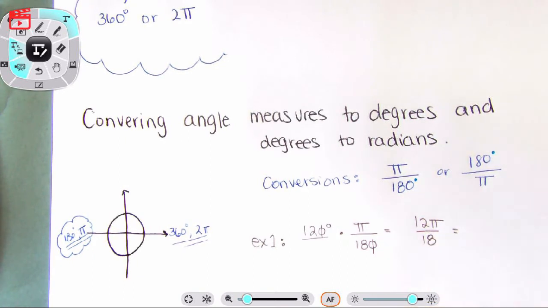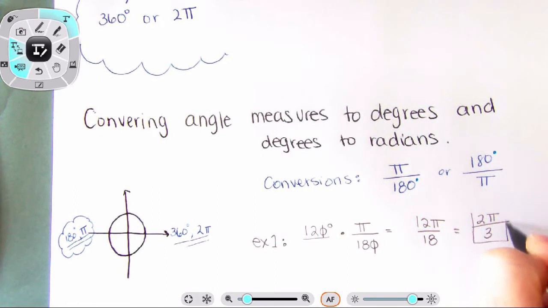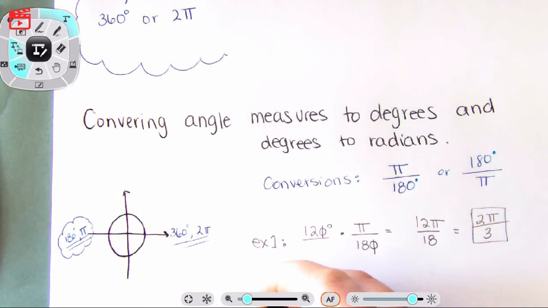Now I know 12 and 18 can simplify, so go ahead and do that. What goes into 12 that also goes into 18? And that is, what is that? I think it's 6. 6 goes into 12 2 times. 6 goes into 18 3 times. So your 120 degrees is 2 pi thirds. Let's try an example number 2.